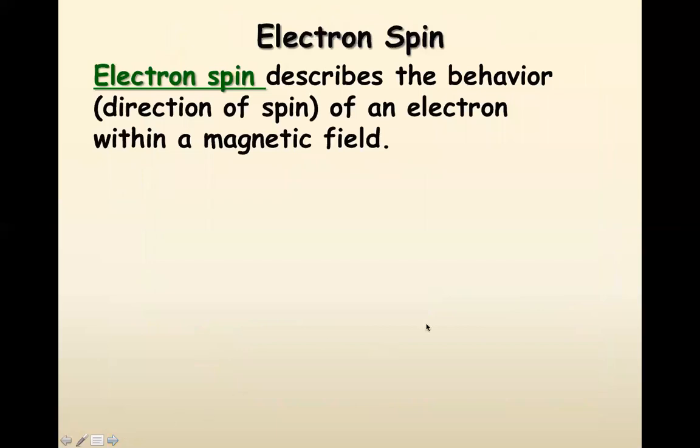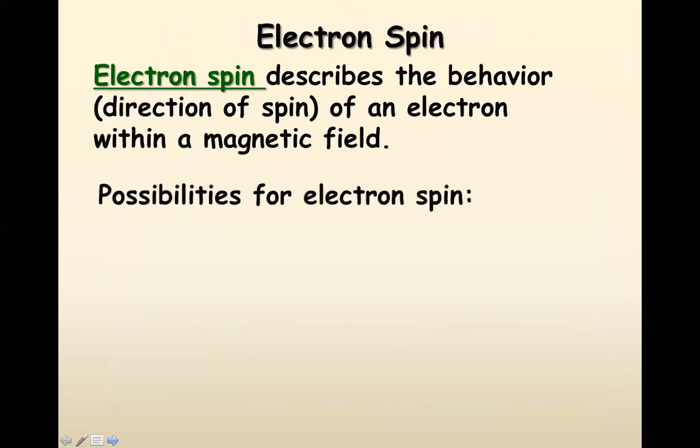The last quantum number that we need to talk about is called the spin quantum number. So the spin quantum number, I don't know if you guys can see this. I gotta move this out of the way. The spin quantum number describes the behavior or the direction of the spin of an electron within a magnetic field. There are only two spin quantum numbers, so the possibilities for electron spin are positive 1/2 and negative 1/2. Okay, take some time and write that down.